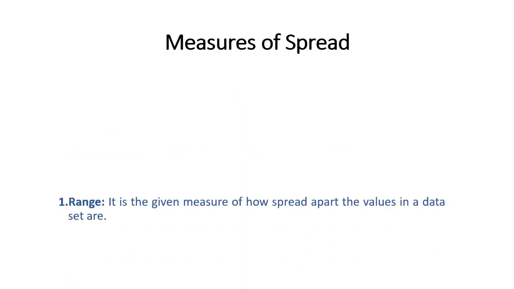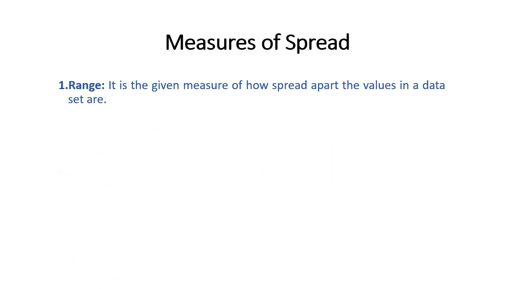Now, what are the measures of spread? Range. It is the measure of how spread apart the values in a data set are. Basically, a range is the whole spread, like what is the minimum and the maximum value.